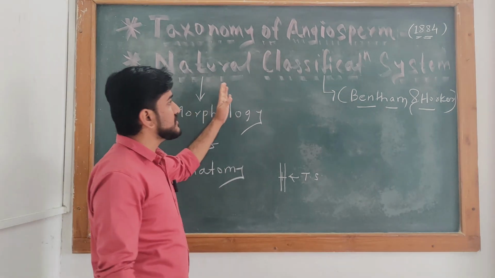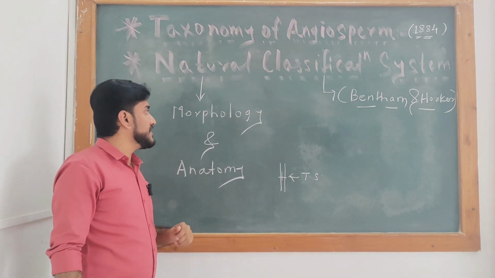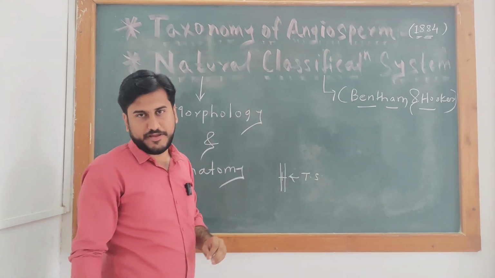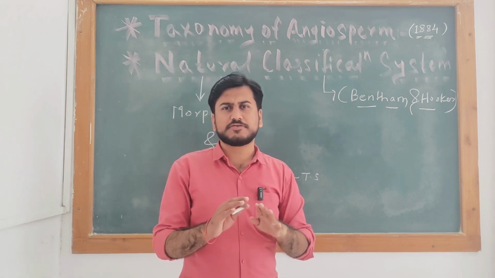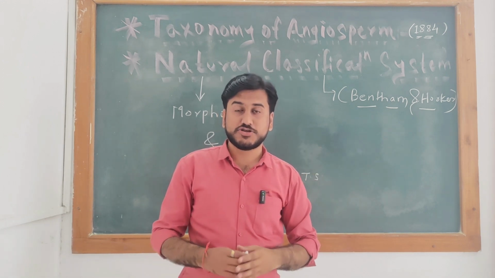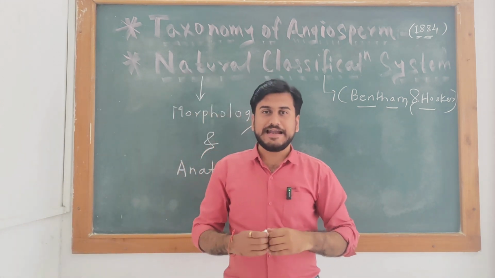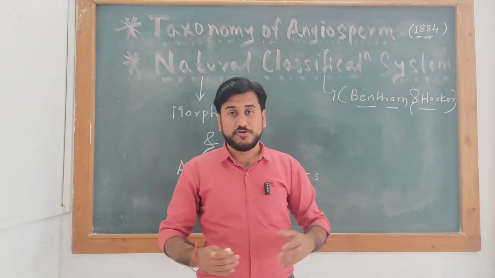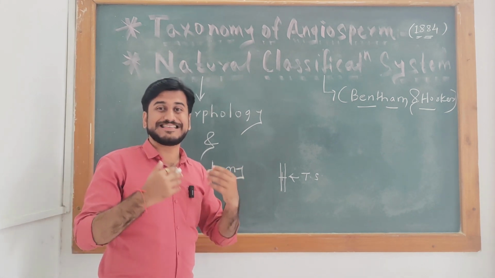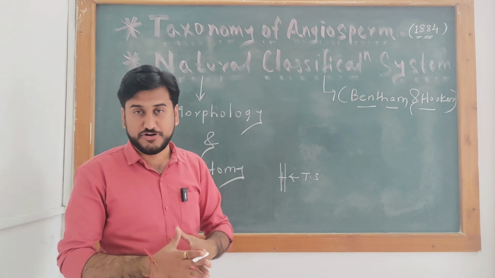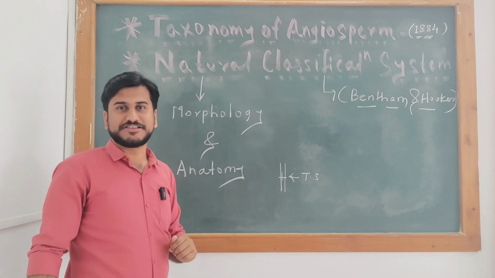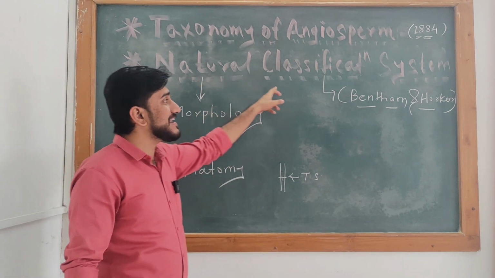So according to Bentham and Hooker, they studied only the morphology and anatomy of the particular plant body. They did not study in detail the DNA level, the RNA level or genetics. So it is a very simple study at the level of morphology as well as anatomy. They simply classified the plant into different groups at the level of morphology as well as anatomy. That's why this classification system is known as natural classification system.